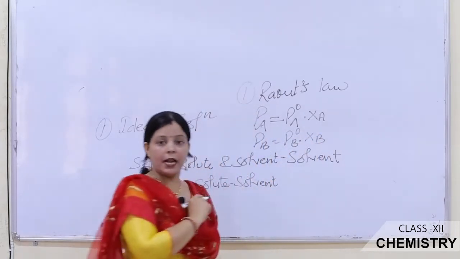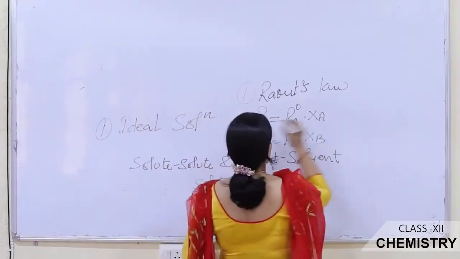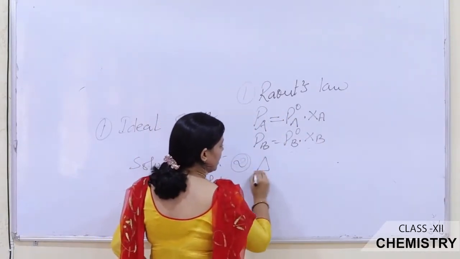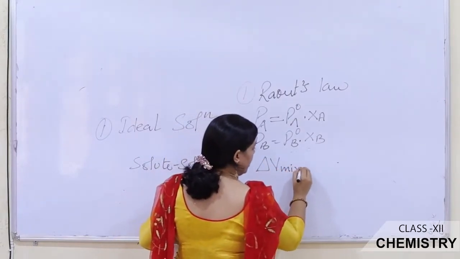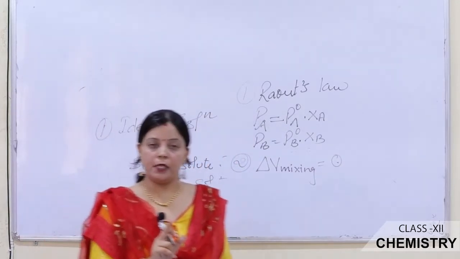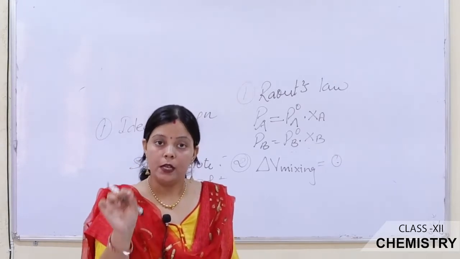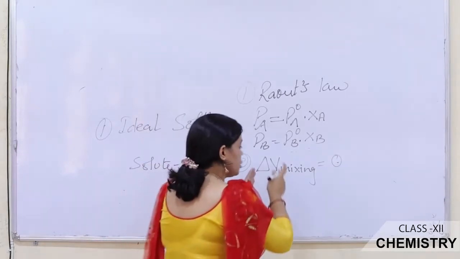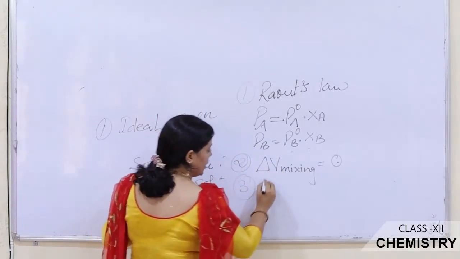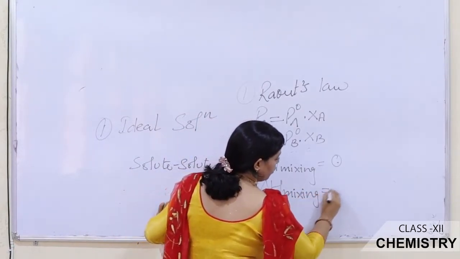The first condition is that the ideal solution obeys Raoult's law, and the second condition is that delta V mixing is equal to 0. It means when we are mixing a particular amount of liquid solvent with a particular amount of liquid solute, there is no change in volume observed. And the third condition is that delta H mixing is also equal to 0.